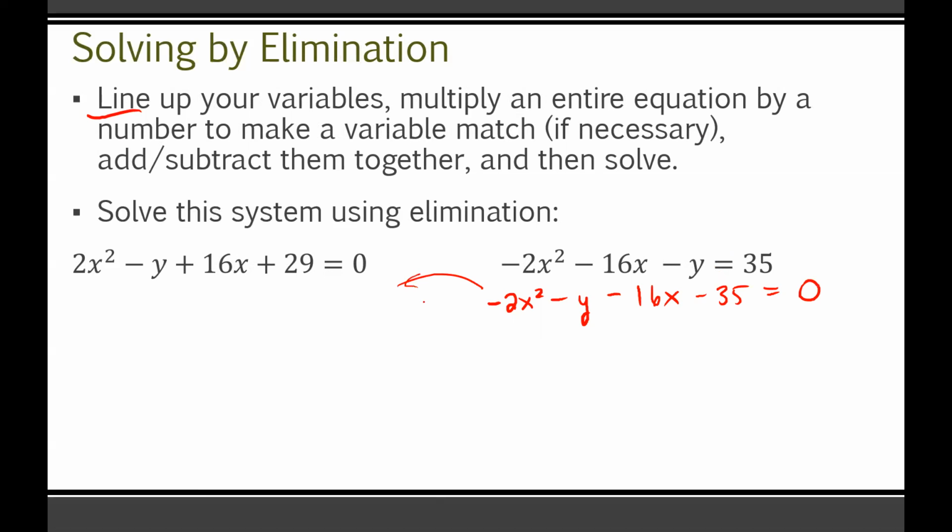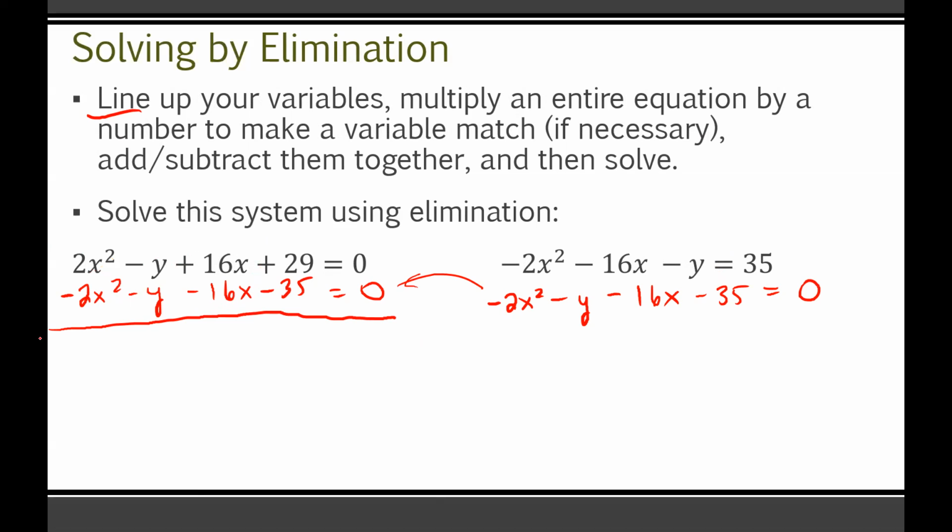Then you take this equation and you line it up with this other one. So line it up directly, -2x squared minus y minus 16x minus 35 equals 0. Now, it's up to you whether or not you want to add or subtract these together. Sometimes you have to multiply one of your equations by something to make your variables match. But if you actually notice here, all of our variables have matching coefficients to some extent.